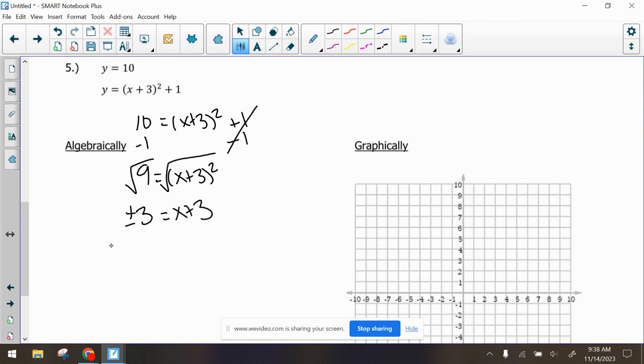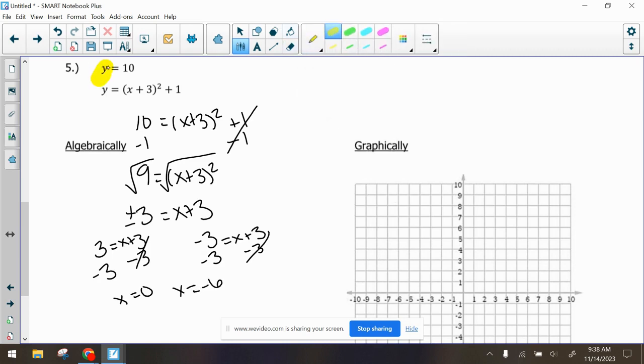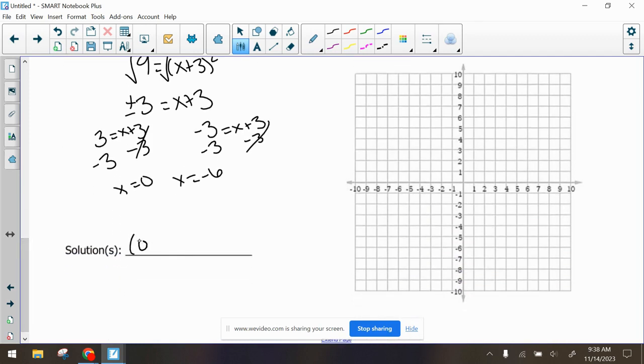And then we're going to split it into our two equations. So positive 3 equals x plus 3, and -3 equals x plus 3. In either case, we're going to subtract 3. So I know my first solution is 0, and the second is -6. Now, the good thing about this function is they tell us that y is already equal to 10. So even if I took 0 and -6 and I put it into this function, it would give me 10. So our two solutions are (0, 10) and (-6, 10).